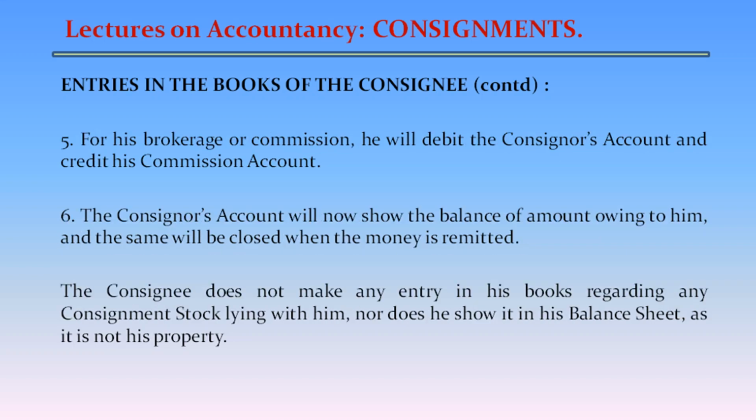5. For his brokerage or commission, he will debit consignor's account and credit his commission account. 6. The consignor's account will now show the balance of amount owing to him and the same will be closed when the money is remitted. The consignee does not make any entry in his books regarding any consignment stock lying with him, nor does he show it in his balance sheet as it is not his property.